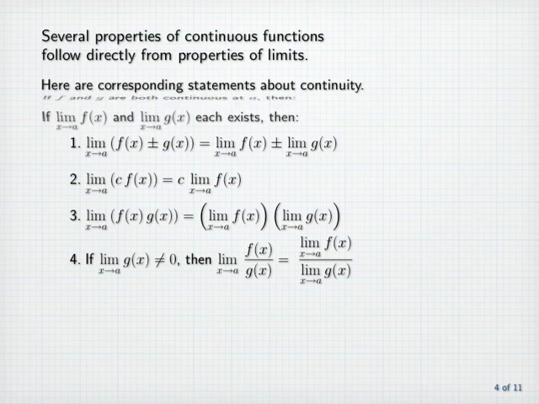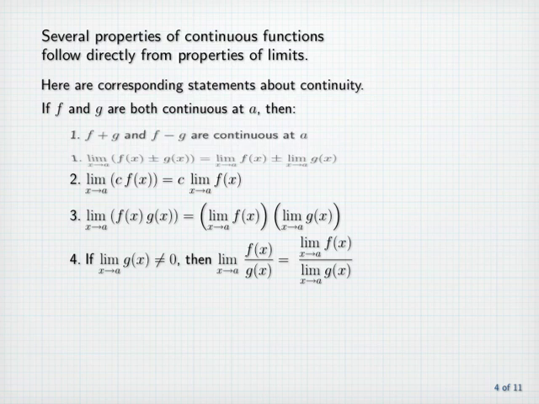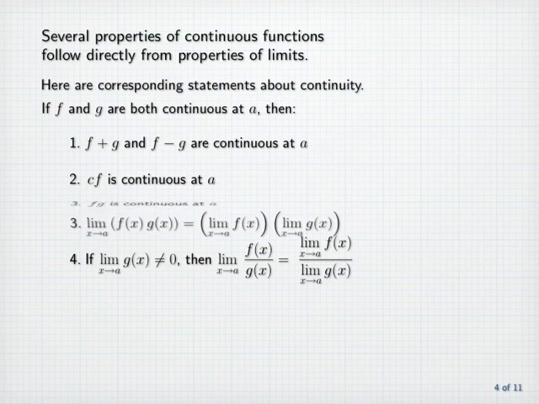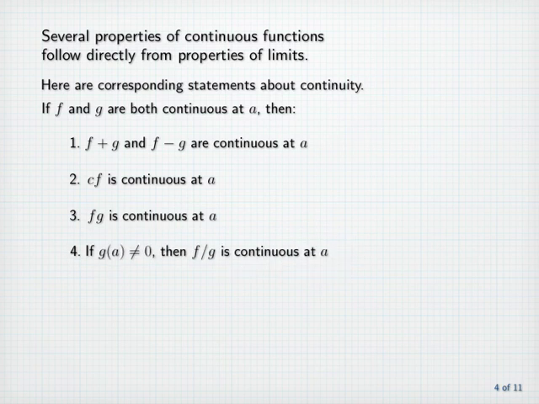If f and g are both continuous at a, then f plus g and f minus g are both continuous at a. Any constant times f is continuous at a. f times g is continuous at a. And if g of a is not 0, then the quotient f divided by g is continuous at a.